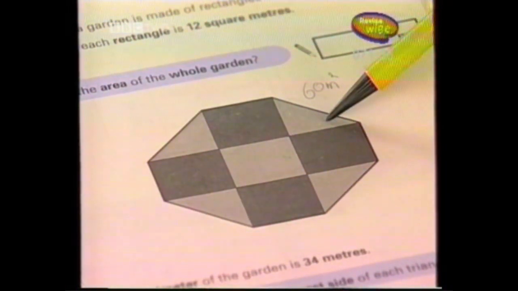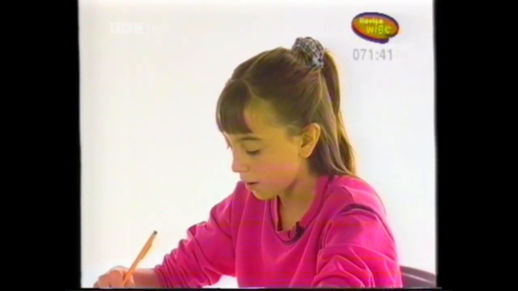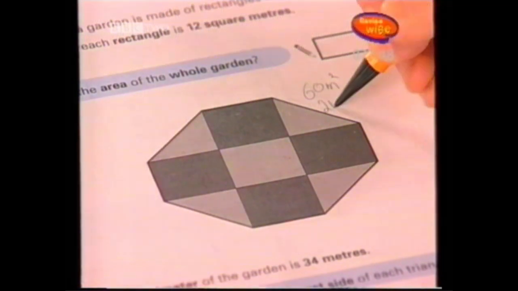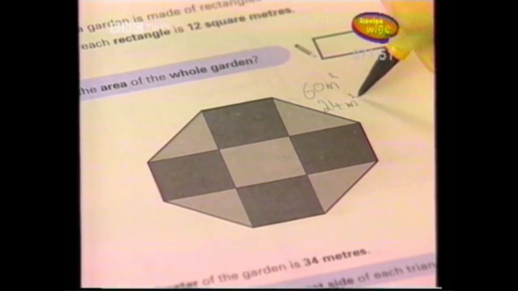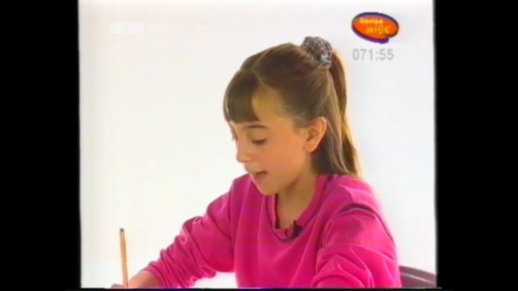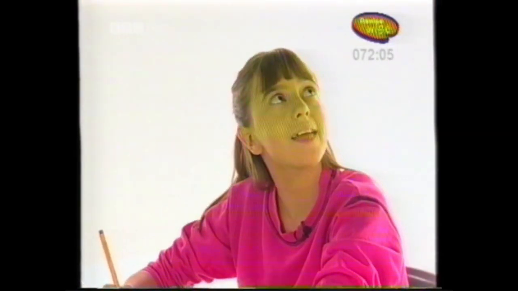Now, I know these triangle shapes are half the area of the rectangles, so that's 6 square metres, and there are 1, 2, 3, 4 of them, so that's 24 square metres of triangles. If I add the area of the rectangles and the area of the triangles, I'll get the area of the whole shape. That's 60 plus 24, 84 square metres altogether. Good. So write the answer in the box.